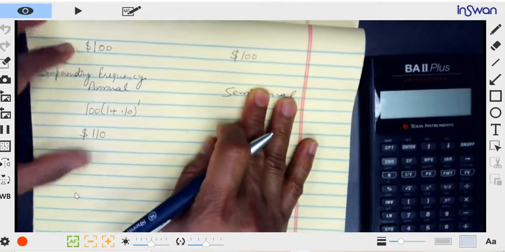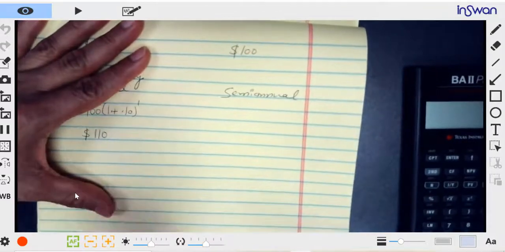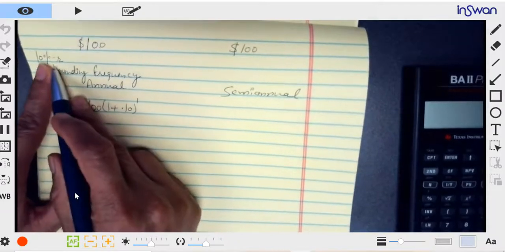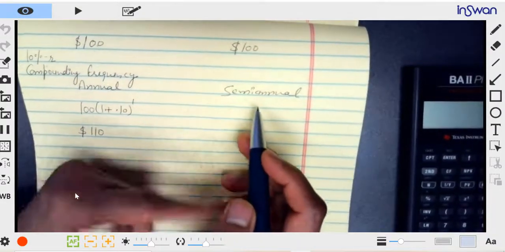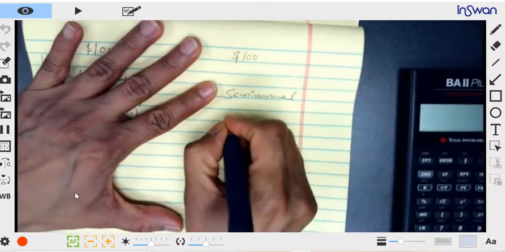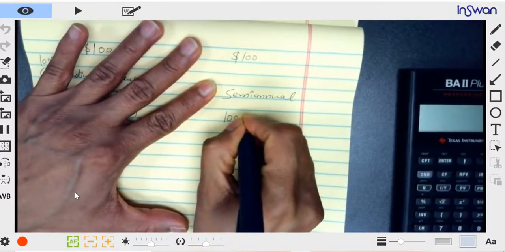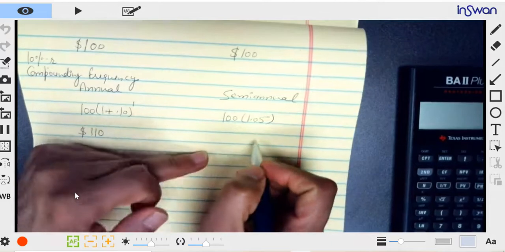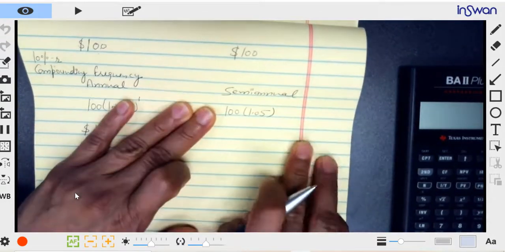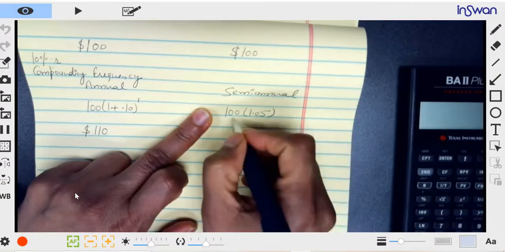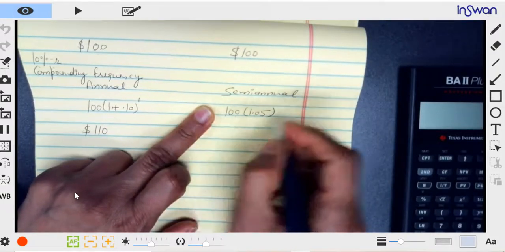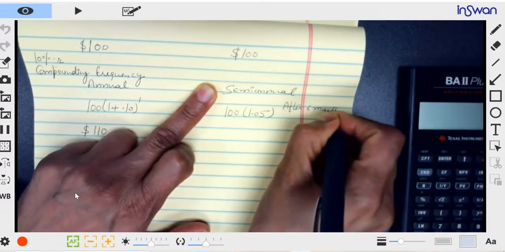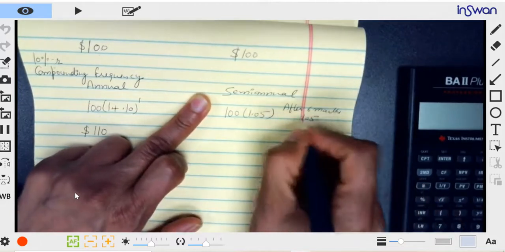When the compounding frequency is semi-annual, what happens? Every 6 months you will keep getting your interest. So 10% is the annual interest rate. After 6 months, how much are you going to earn? You will have 100 times 1.05, because your rate would be half, because you are investing your money just for 6 months. So it is 100 times 1.05. So after 6 months, you have $105 with you.